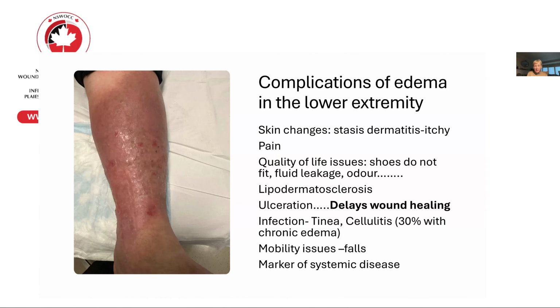Infection is a big deal. Edema increases the risk of infection, and specifically, you can get athlete's foot between the toes, specifically between the fourth and fifth toe. Those two toes are very close together. It's a moist environment, it's warm, and you can get fungus growing in there. And that tinea can be the number one cause of cellulitis in the lower extremity. Edema also increases the risk of mobility problems and is a marker of systemic disease. And we really can't forget to always include systemic disease as a cause.